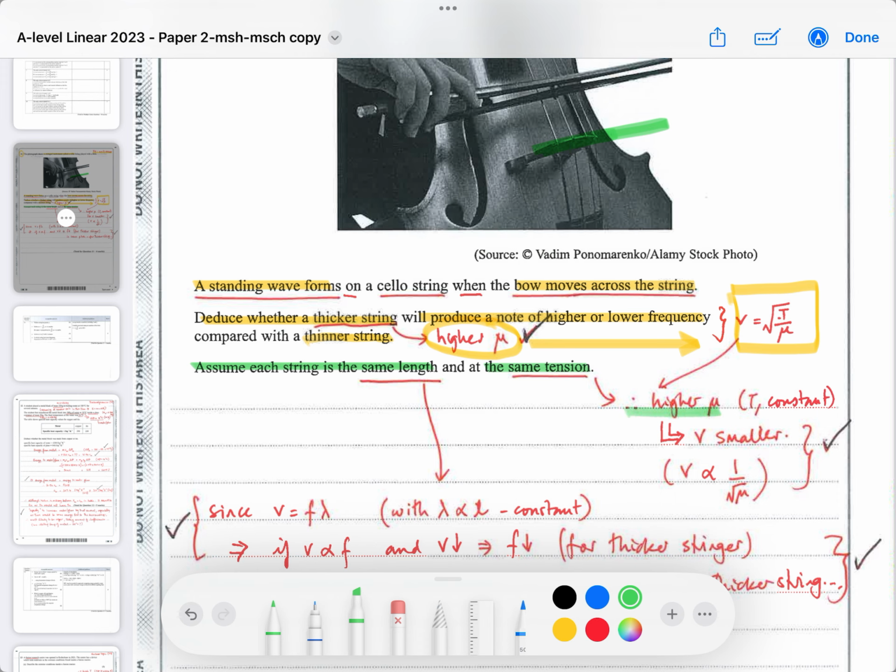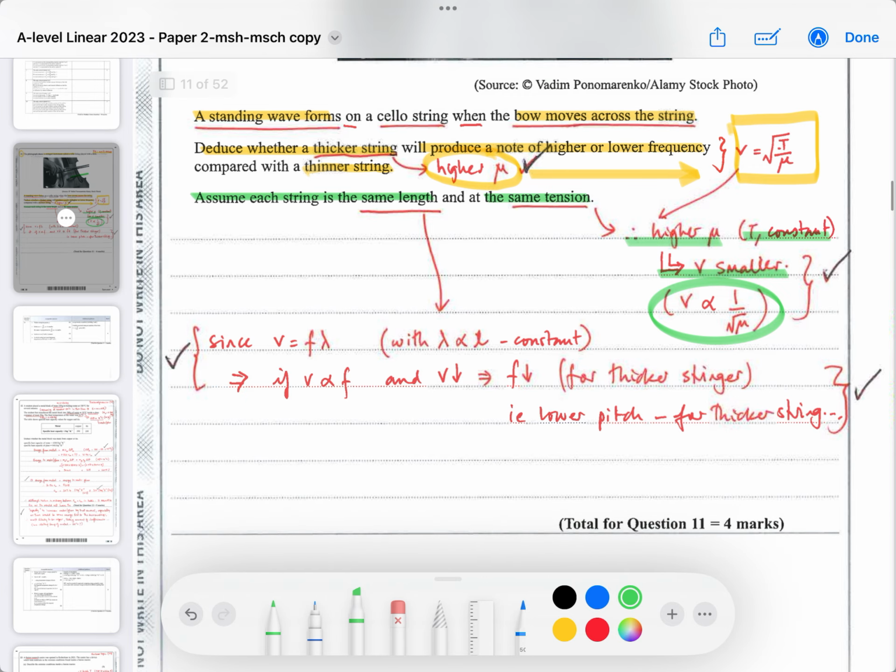So therefore, a higher mu with tension constant, because a thicker string means it has more mass per unit length. So we know the velocity will be smaller because you can see from the equation that velocity is inversely proportional to the square root of the mass per unit length of the string. Since v equals f lambda, and we know for a standing wave that lambda is proportional to the length, and for the fundamental frequency, lambda is equal to twice the length. So if v is proportional to f, if v goes down, then the frequency must go down for the thicker string.